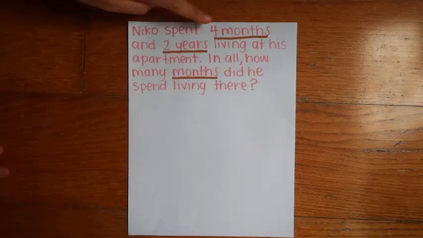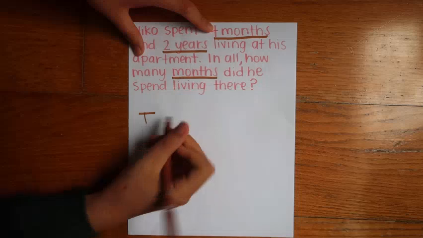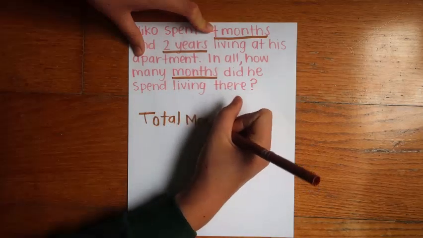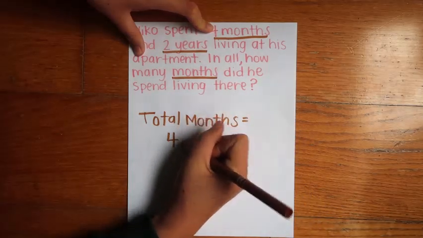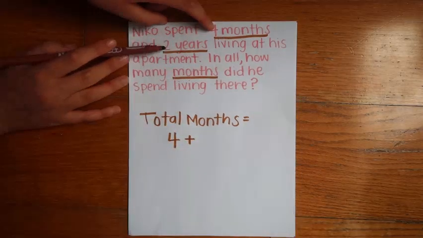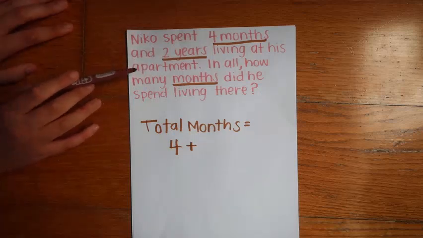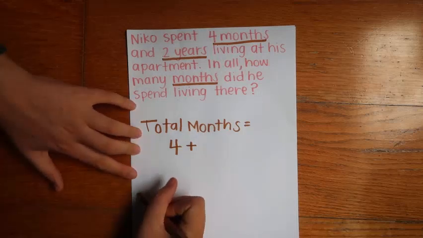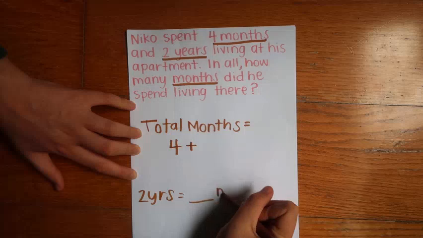So what I already know is he for sure spent 4 months living there. So his total months, I'm going to write this down here. Total months is for sure going to be 4 plus some more. 4 months plus 2 years. And this is where that conversion is going to come in here. How many months are in 2 years? So 2 years equals how many months?